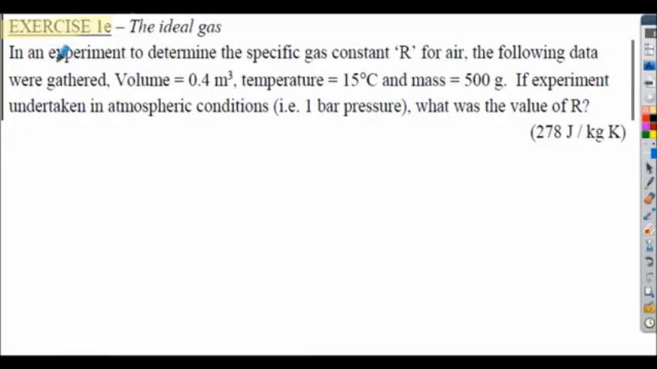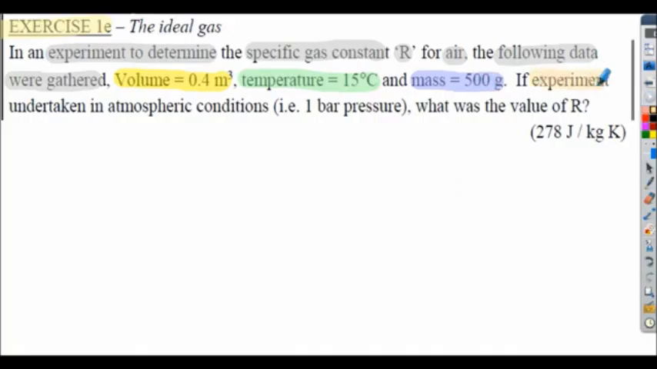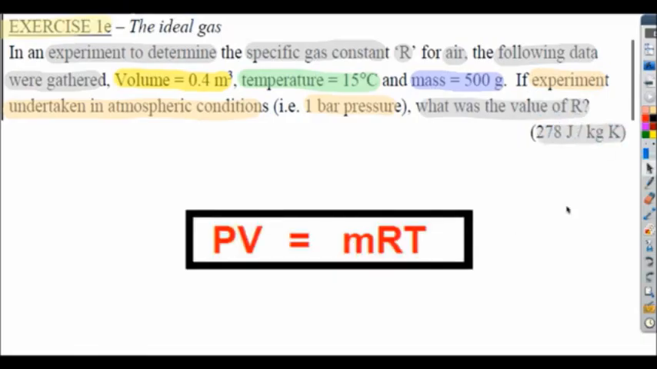Exercise 1E. In an experiment to determine the specific gas constant, R, for air, the following data were gathered: a volume of 0.4 meters cubed, a temperature of 15 degrees C, a mass of 500 grams. If the experiment was undertaken in atmospheric conditions, so 1 bar pressure assumed, we've got to find the value of R. Answer given in the bracket here. So here's the perfect gas law. I'd encourage you to stop the presentation and attempt this exercise. We're trying to find the gas constant R. Full worked solution is shown on the following slide.